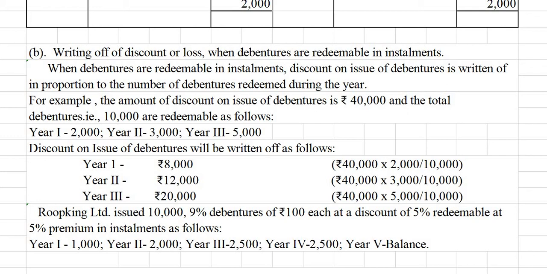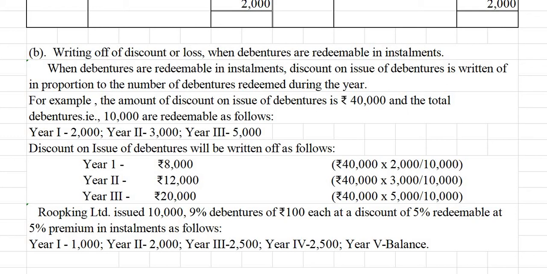But here one more thing is given, which is that they are redeemable at a 5% premium. Redemption premium also is a loss. How much? 5% of 10 lakh. That means again 50,000. So the total loss on issue of debentures is 50,000 plus 50,000, 1 lakh.